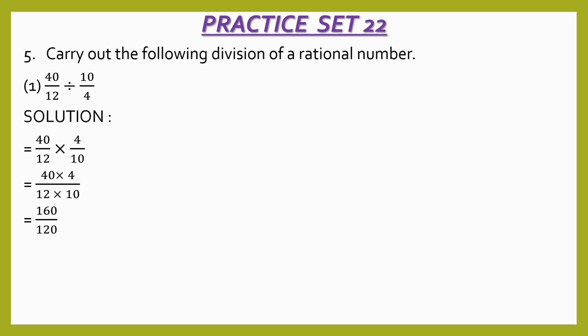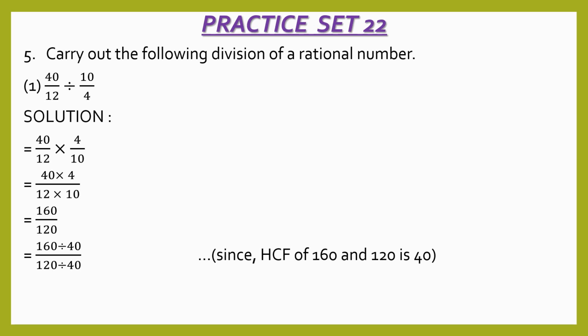Now as you can see, this number can be reduced further. So we are going to take the HCF of 160 and 120. The HCF of 160 and 120 is 40. So we are going to divide the numerator and denominator both by 40. So we'll get 160 divided by 40 upon 120 divided by 40, which will be equal to 4 upon 3. So 40 upon 12 divided by 10 upon 4 is equal to 4 upon 3.